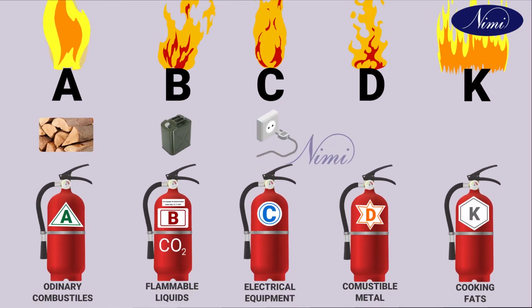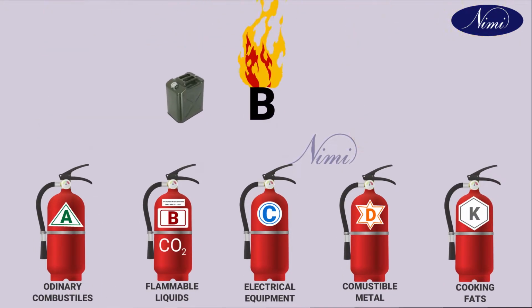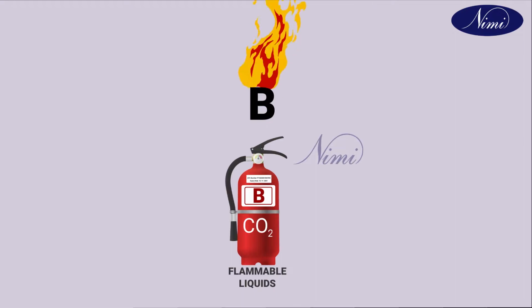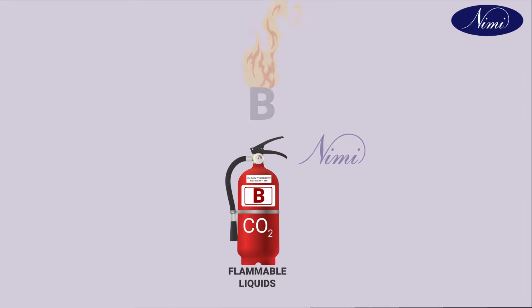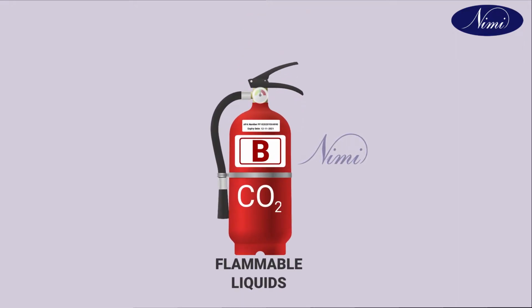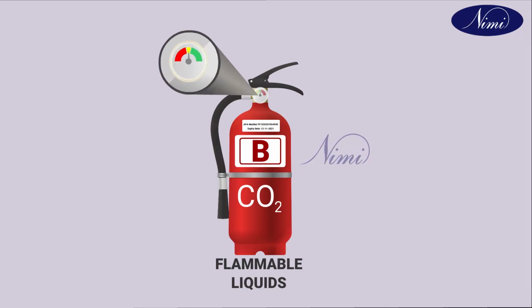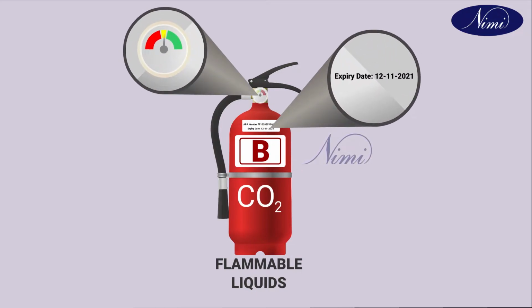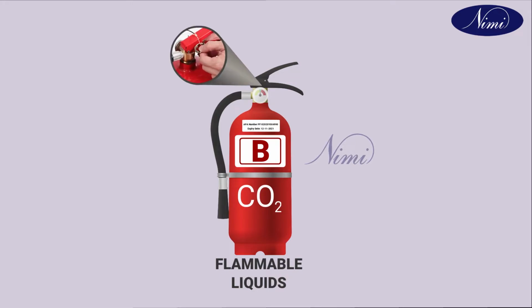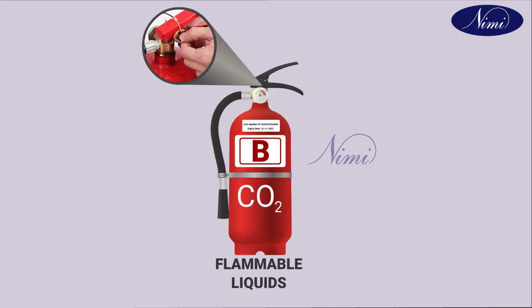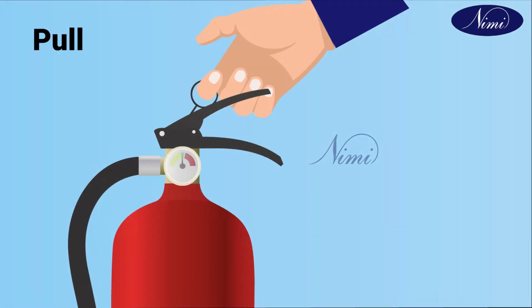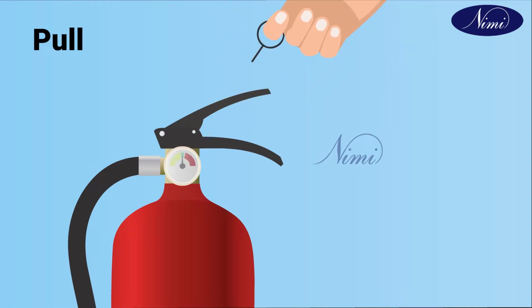For example, assume the fire is class B type, that means flammable liquids. So, we have to select a CO2, carbon dioxide, fire extinguisher. Locate and pick up the CO2 fire extinguisher and check its pressure and expiry date. Next, what do we have to do? Break the seal as shown here. Next, pull the safety pin from the handle, located at the top of the fire extinguisher.